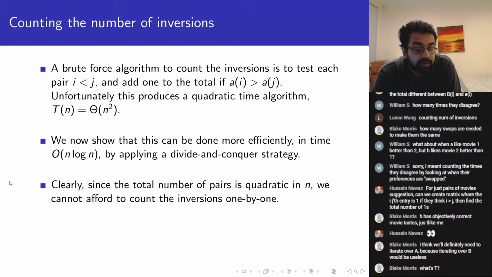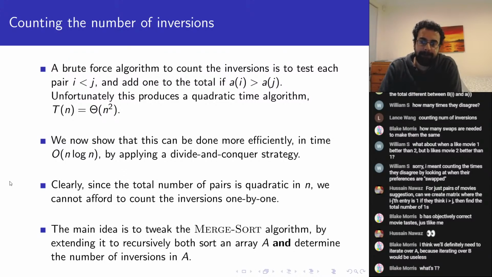Now, hopefully it's clear that the number of inversions could be up to roughly n squared over 2. If A has the exact opposite preferences to B, then every single pair of indices will be an inversion, and so you'll have about n squared over 2 inversions. And certainly, you can't count those one by one and finish in better than n squared time. So we have to use some method that doesn't count the inversions one by one. Our idea will be to do something pretty similar to merge sort in the end. We're going to count the inversions as we sort the array.